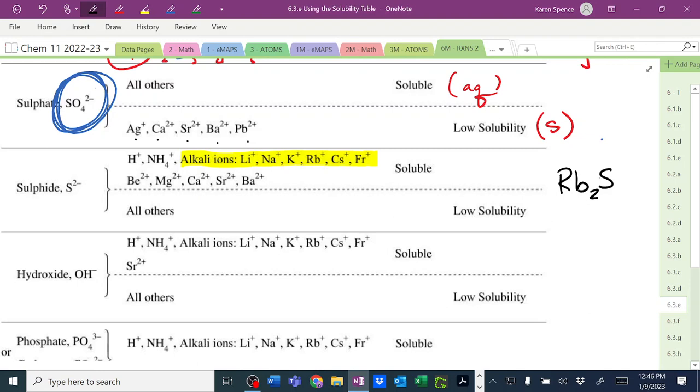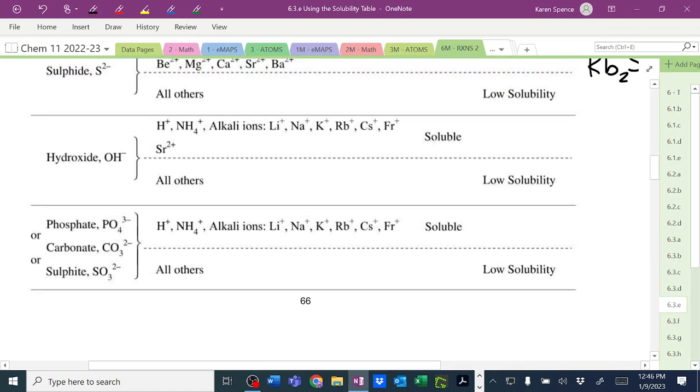I don't even know why we bother mentioning francium, because quite frankly, francium is so radioactive it does not stick around long enough to form a precipitate. But anyway, what you'll notice is as we go further and further down the chart, things become less and less soluble.